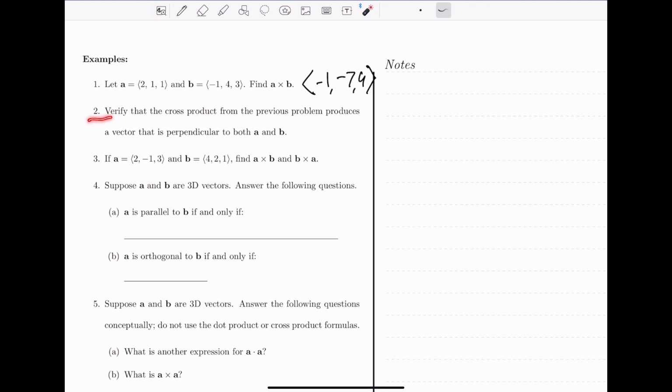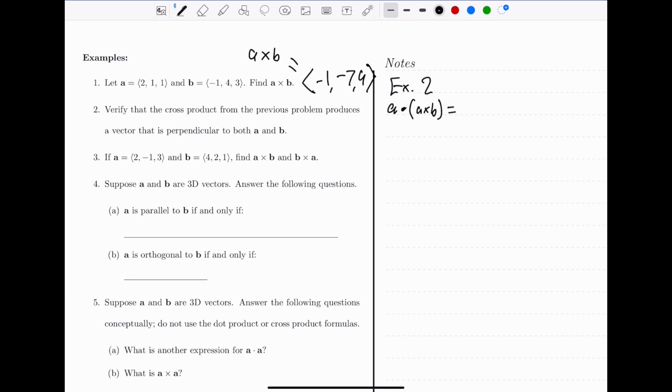Let's take a look at example 2. We want to verify that this cross product is perpendicular to both A and B. How do we verify that? We need to find the dot product of this with the original two starting vectors. So this is our cross product, A cross B, and it should be perpendicular to both A and B. Let's double check that. We're going to start with A dot A cross B. We can prove this in general, but we'll do it here with a numerical example.